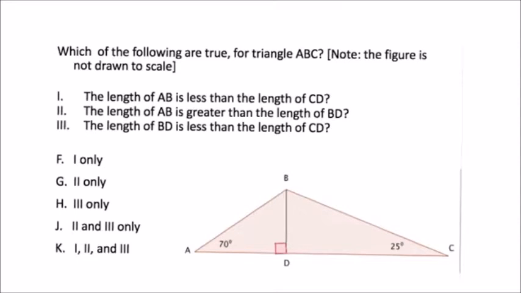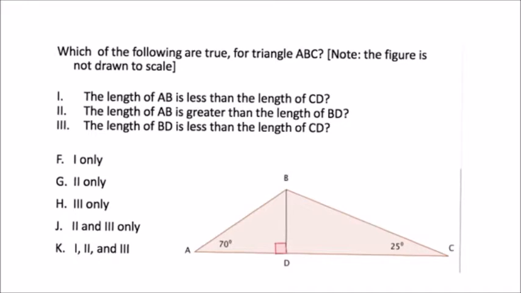All right, which of the following are true for triangle ABC? The figure is not drawn to scale. This is based on one of the triangle inequality theorems. And notice in one, it says the length of AB is less than the length of CB. AB is here, CD is here. They are not parts of the same triangle, so we cannot compare them. So I would ignore one.